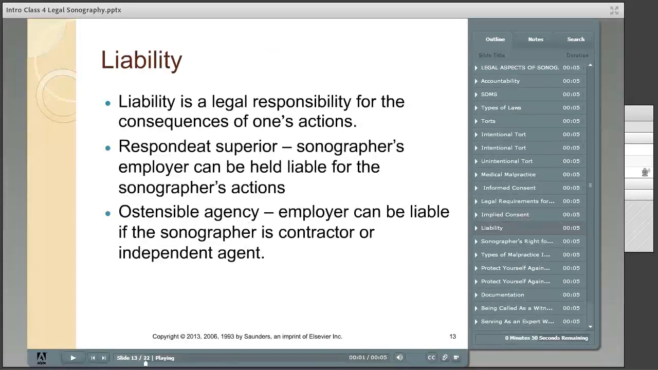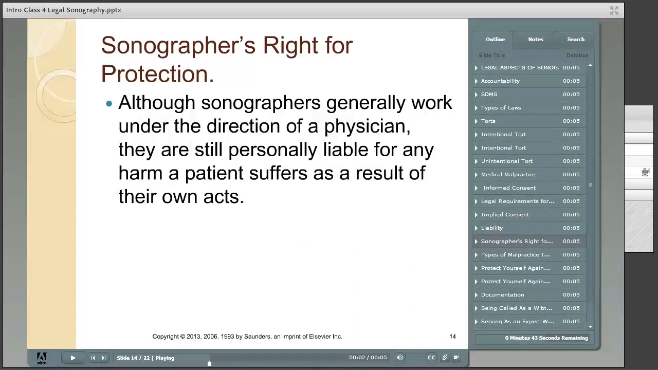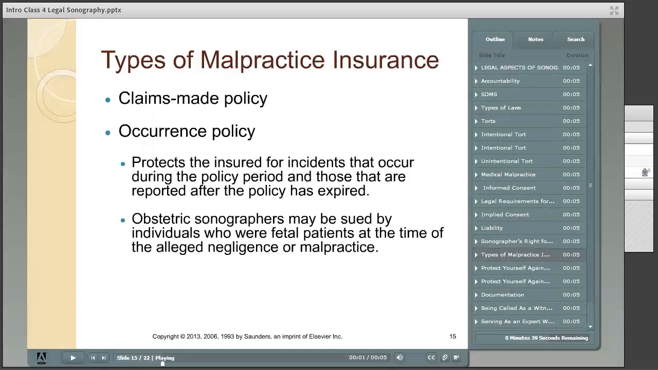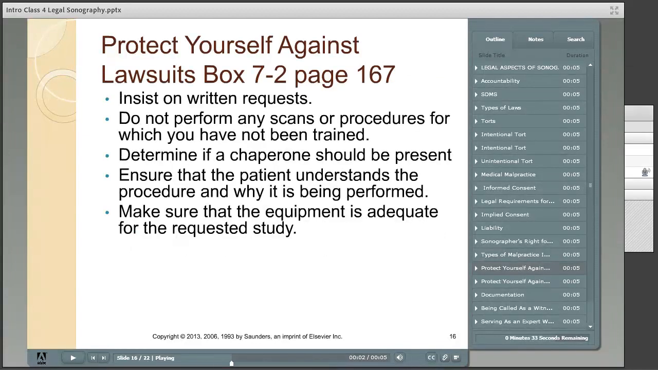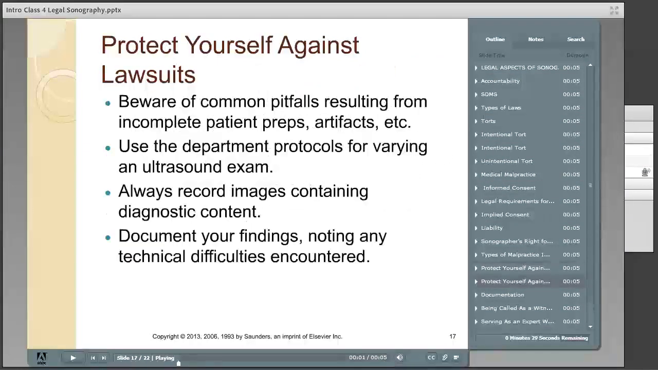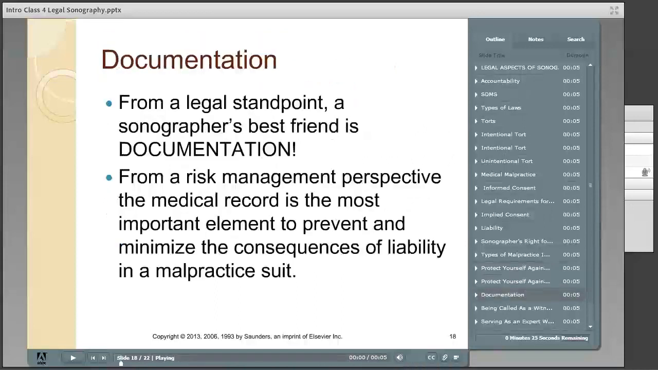When sonographers fail to meet their professional responsibilities, patients may file suit. Most cases brought against sonographers are called tort actions. A tort is a wrongful act other than a breach of contract for which the law provides a remedy. Torts can be divided into two categories: intentional and unintentional.